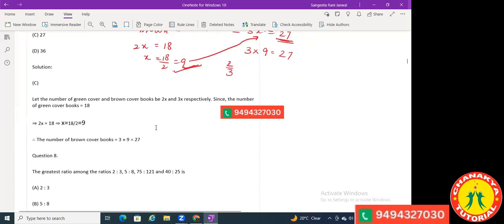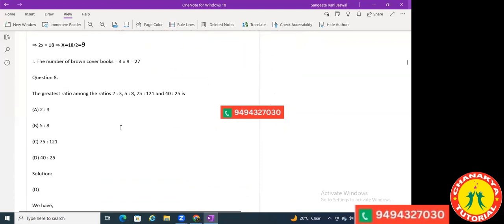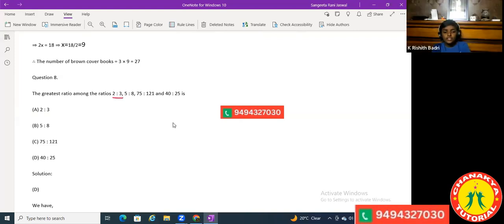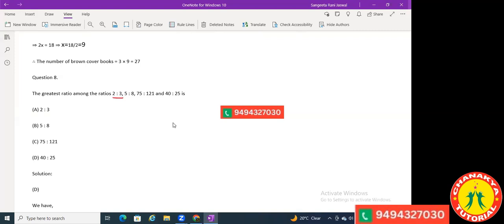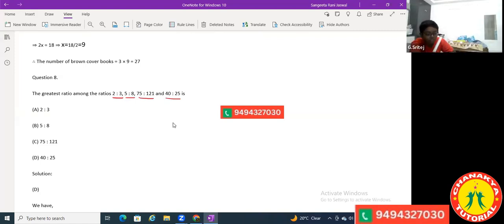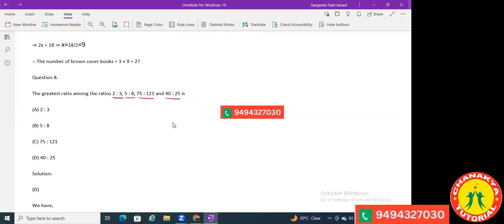So let's do now further. Next, question number 8. Now see here, you are given so many ratios. The greatest ratio among the ratios. This is one ratio, this is 75 to 100. This is one ratio given, this is another ratio, this is another. Now, how will you find out which ratio is greater? Equivalent ratios you can find out by checking whether they are equal, but these are not equal. So what will you do in this case?